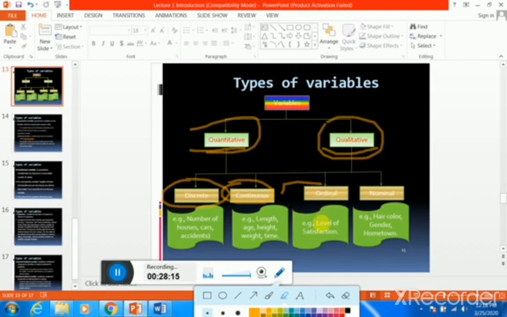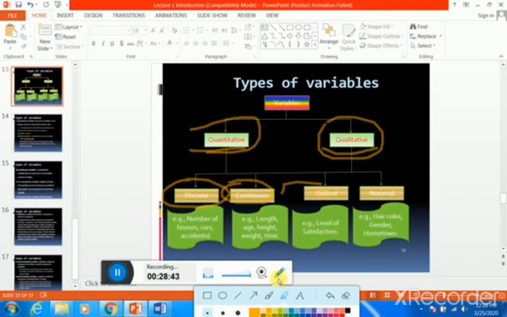Ordinal, by the name it is clear, is order. A variable in which an order works, like first, second, third, an order or rank exists, and you cannot change it around, that is simply known as your ordinal variable. For example, let's take level of satisfaction.